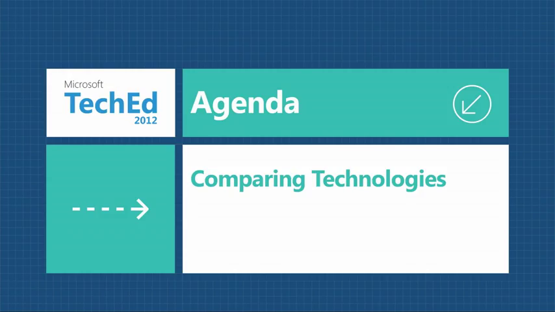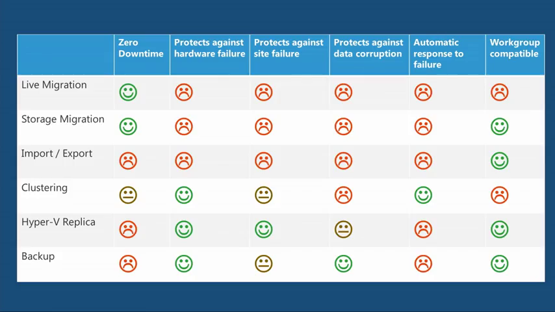So the final thing that I'd like to talk about is comparing technologies. We have a whole slew of new features and functionality coming in this release. Something that I hear from a lot of people is they get confused about, well, wait, if you do live migration without clusters, why do I need clustering? If you do Hyper-V Replica, why do I need backup? And all sorts of questions like this. And in my books, the best way to answer this is with a big table of smiley and frowny faces.